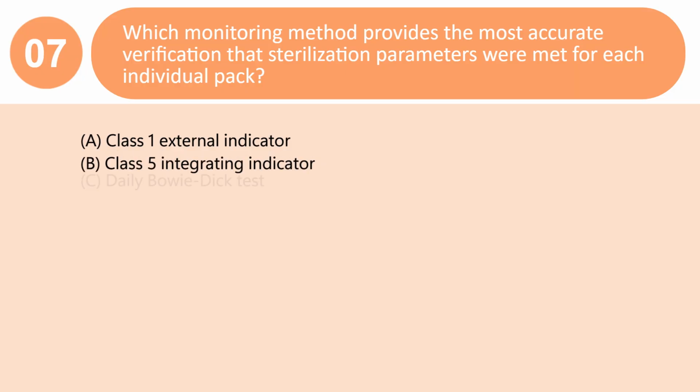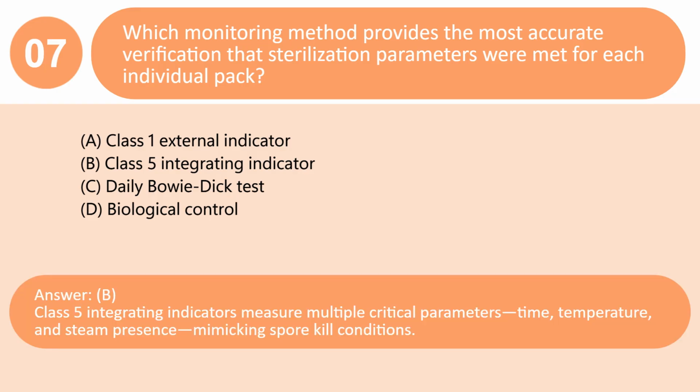Which monitoring method provides the most accurate verification that sterilization parameters were met for each individual pack? A. Class 1 External Indicator. B. Class 5 Integrating Indicator. C. Daily Bowie-Dick Test. D. Biological Control. Answer: B. Class 5 integrating indicators measure multiple critical parameters: time, temperature, and steam presence, mimicking spore kill conditions.